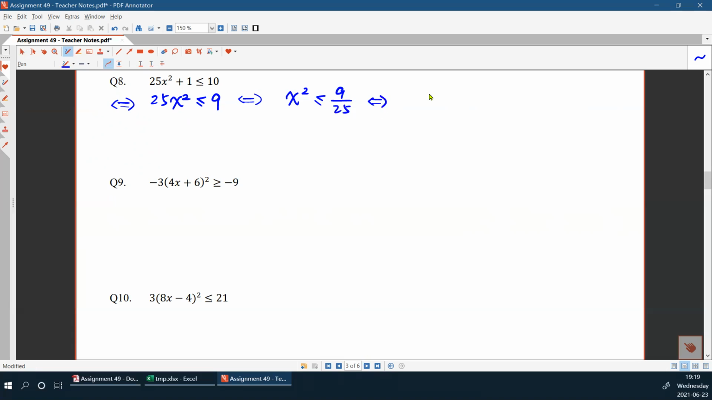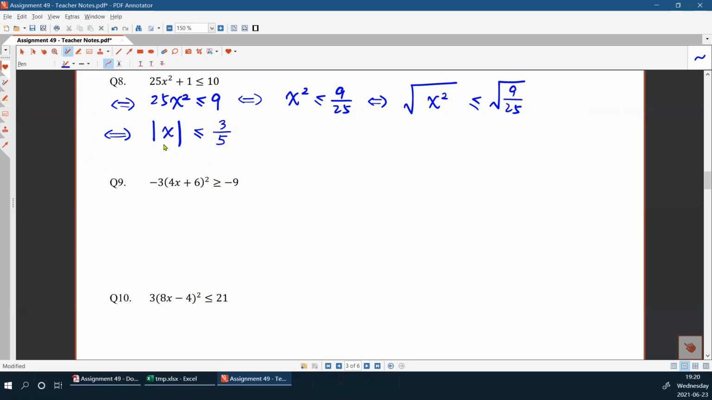And this is actually equivalent to the square root of the left-hand side being smaller than or equal to the square root of the right-hand side. Note that the square root of something squared is equivalent to the absolute value of the number inside, right? So this is equivalent to the absolute value of x smaller than or equal to the square root of 9 over 25, which is 3 over 5, right?